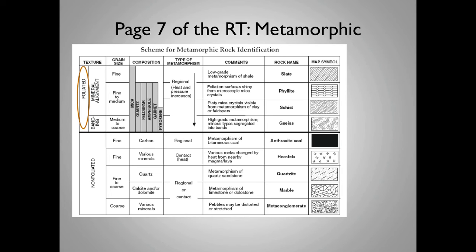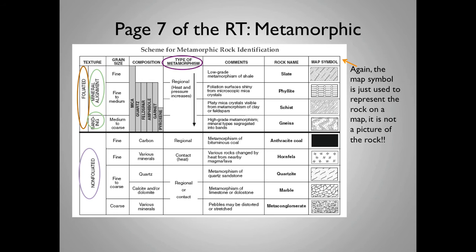So textures are all the way on the left. We see foliation broken into two categories, mineral alignment and banding. That's the extreme version. And then at the bottom, non-foliated metamorphic rocks. And there's a few examples of each. You can see the type of metamorphism here. We just went over it. There's regional and contact metamorphism, both listed. And then again, as a reminder, the map symbol is just used to represent the rock on the map. It's not a picture of the rock.